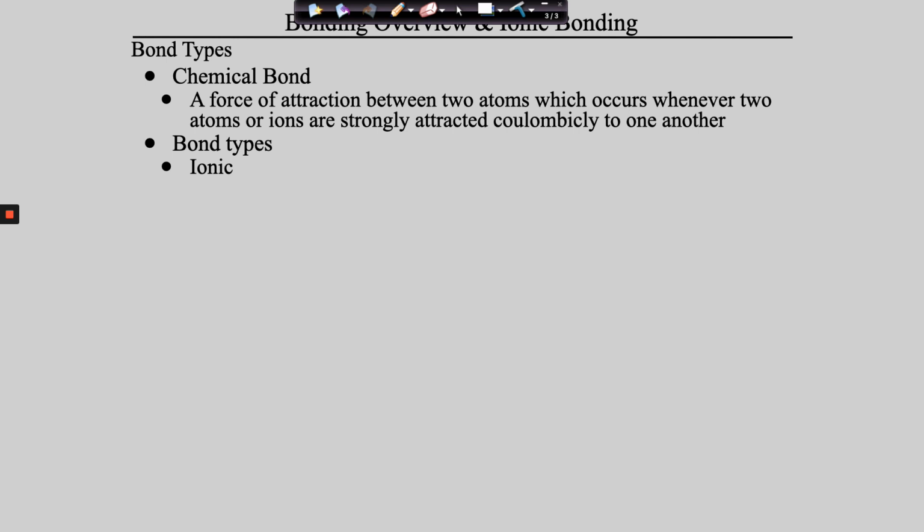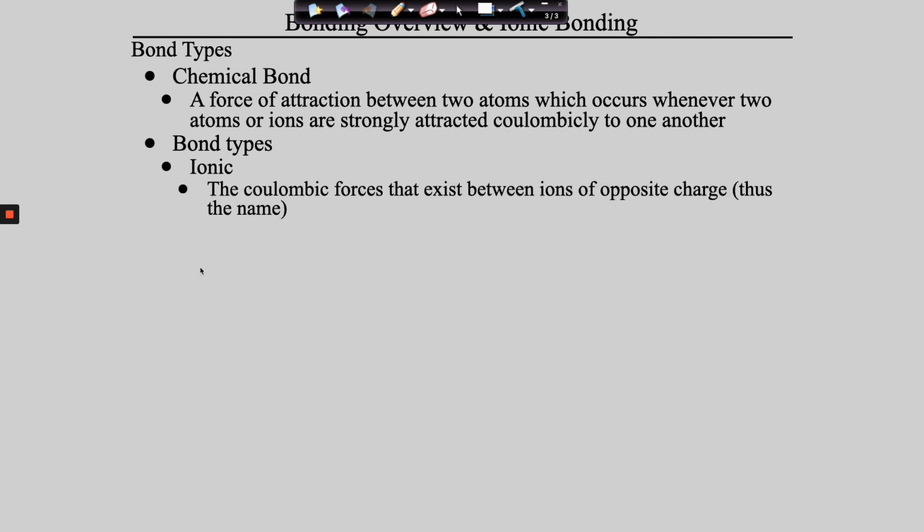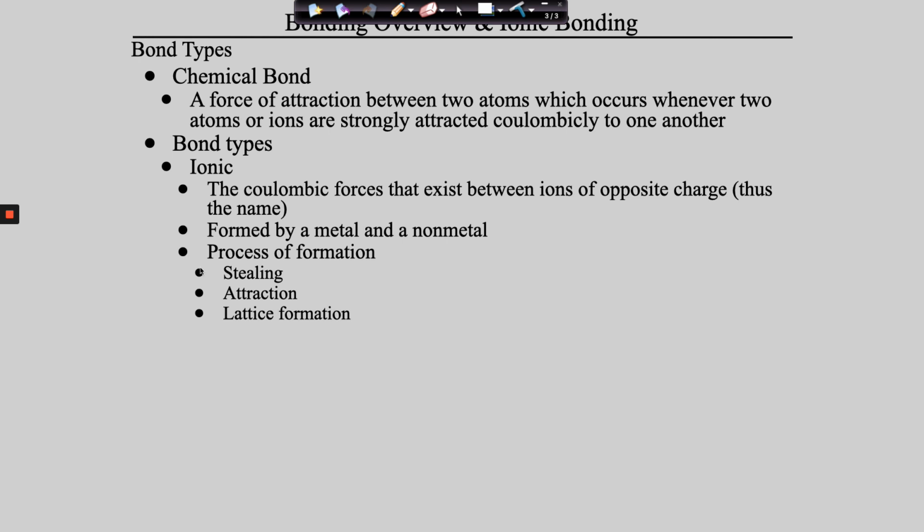So, questions or things you need to talk about with ionic bonding? Do you need to write any of this down? So, guys, here's what we know. It's a coulombic force that exists between ions. It's formed by a metal and a nonmetal. And when these form, you've got a stealing of an electron, which creates opposing charges and attraction. And then those all clump together in a lattice. So, guys, let me pause and let you write anything down. You may want to include the idea that those lattices are then called salts. But there you go. I'll give you a minute to jot down the stuff you find important.